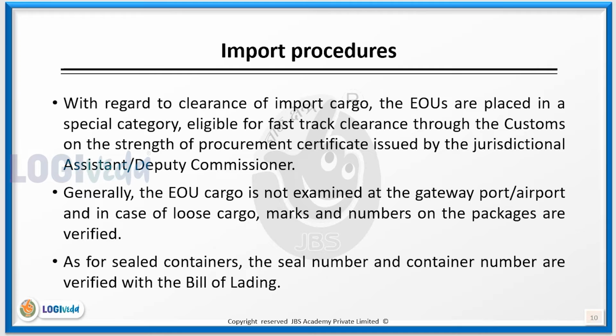Under EOU, the import procedure has become very simple. If you want to import for the purpose of exports, the import procedure is very simple. With regard to clearance of import cargo, EOUs are placed in a special category, and fast track clearance is also possible. Generally, EOU cargo is not examined at the gate, port or airport because it is being exported through the EOU. For sealed containers, the seal number and container numbers are verified with the bill of lading.